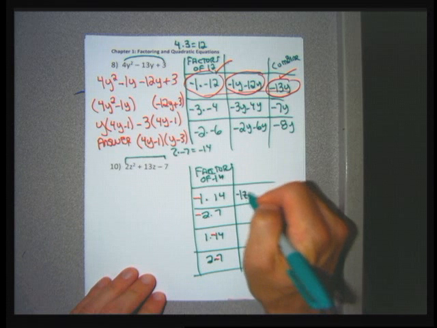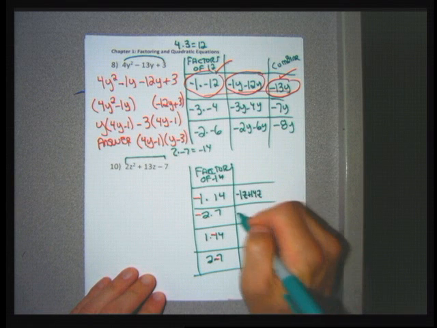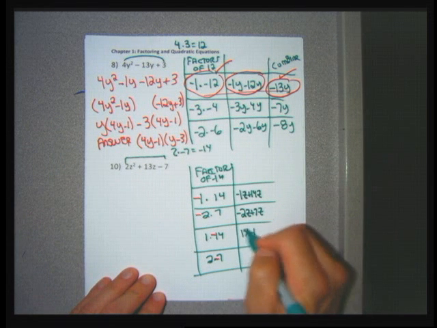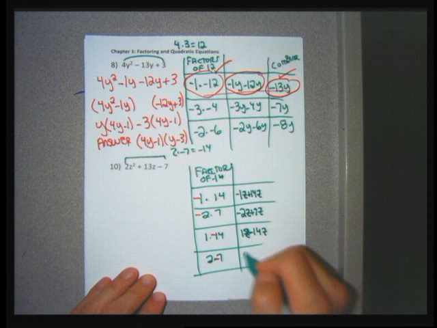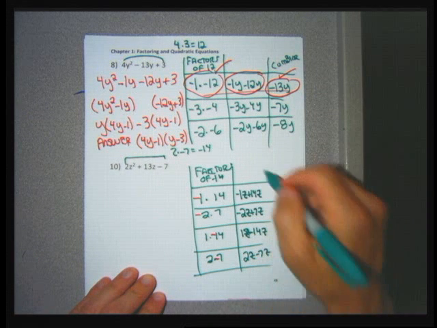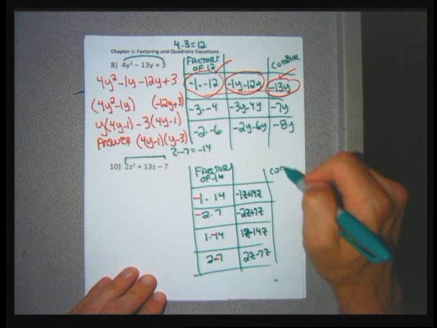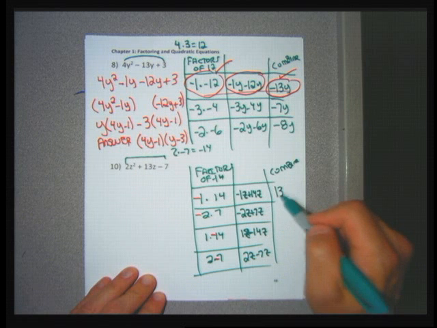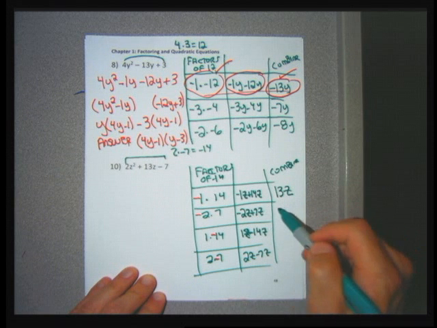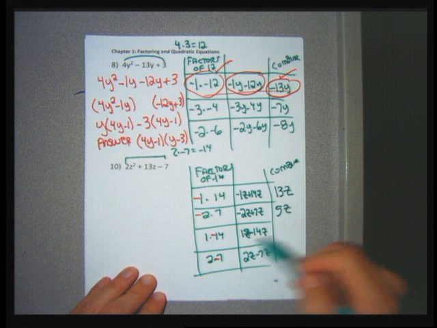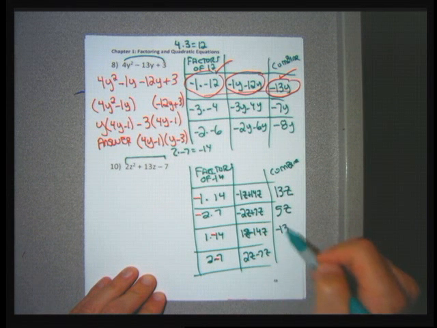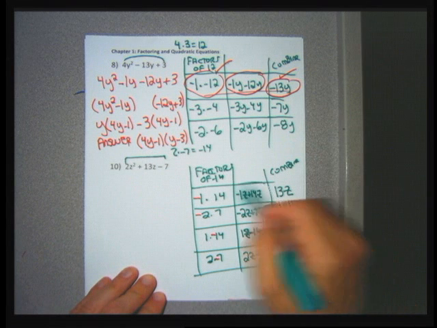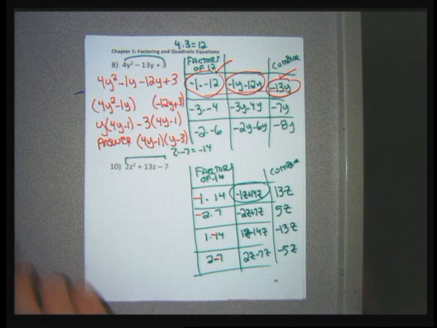Negative 1z plus 14z, negative 2z plus 7z, 1z minus 14z, and 2z minus 7z. And when I combine those, they have opposite signs, so I subtract. 14 minus 1 gives me a 13 with a z. 7 minus 2 gives me a 5 with a z. 1 minus 14 gives me a negative 13 with a z. 2 minus 7 gives me a negative 5 with a z. Must be that I need this set there, because there's the 13 that I'm looking for.